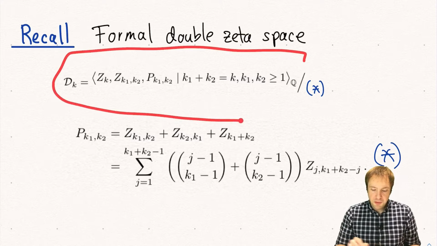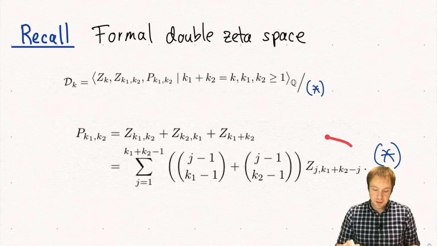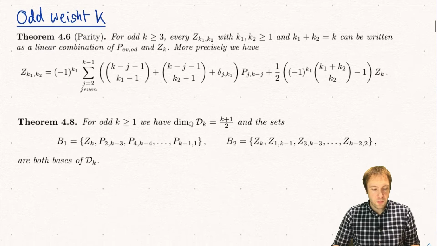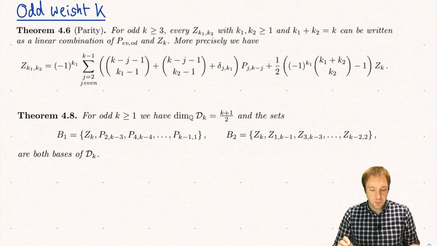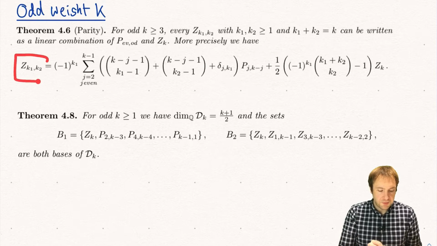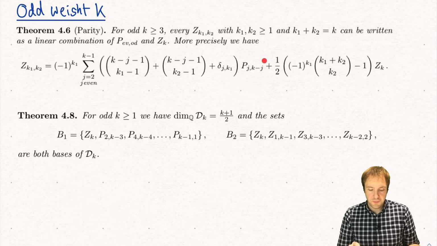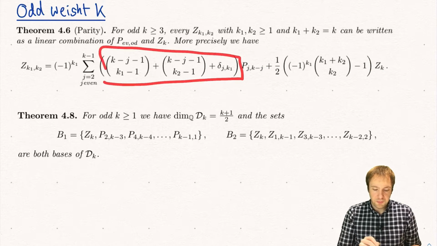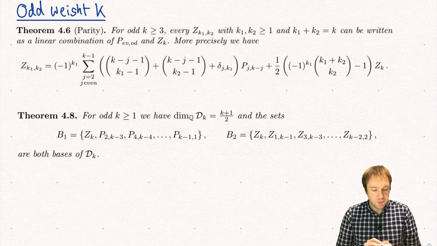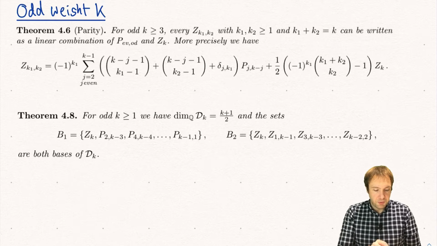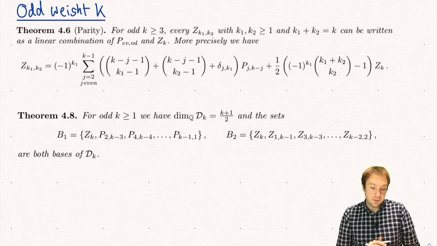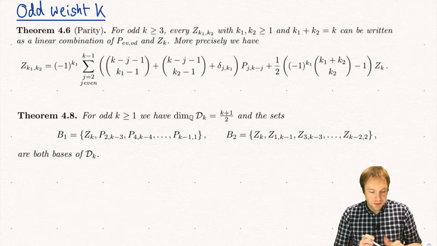So in this space, the only ingredient we can use to prove relations are these double shuffle relations. And using just these, we were able to prove the following last time. So when k is odd, we proved that any of these double Z's can be written as a linear combination of these P's and these single Z's. And you can write down these formulas explicitly. And using the zeta realization, this is what people usually call the parity result, meaning that in odd weight, there are no real double zeta values because all of them can be written as products of Riemann zeta values.